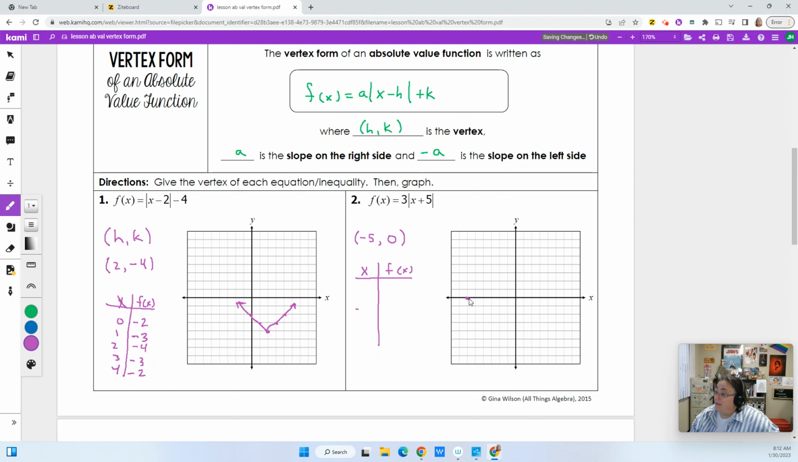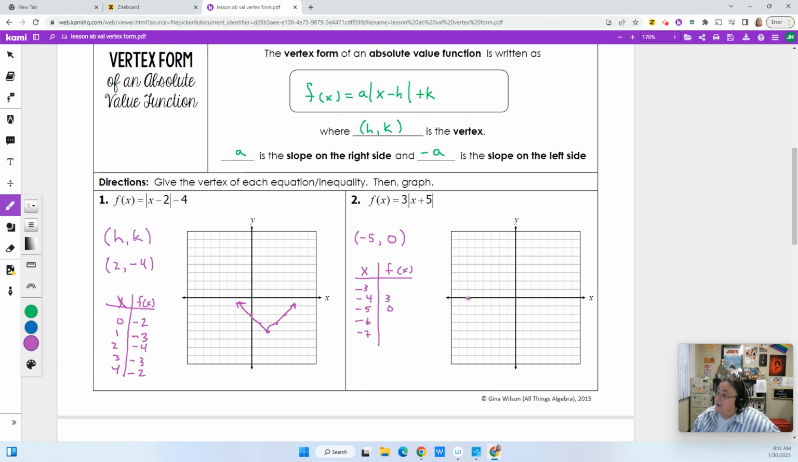And what we know about that table is that we have that -5, 0. And so we can pick a few numbers higher. So we can go -4, -3. And here we can go -6, -7. And we can plug in these points, right? You should always have 5 points when you make a graph. If I plug in -4, -4 plus 5 is 1. 3 times 1 is 3.